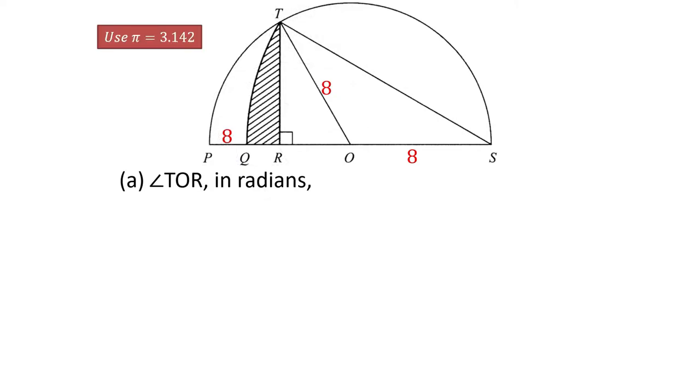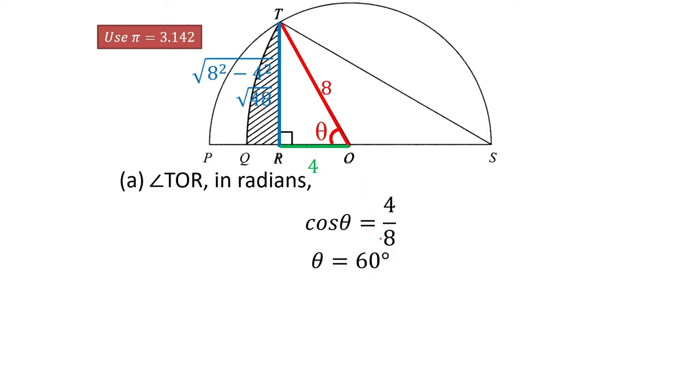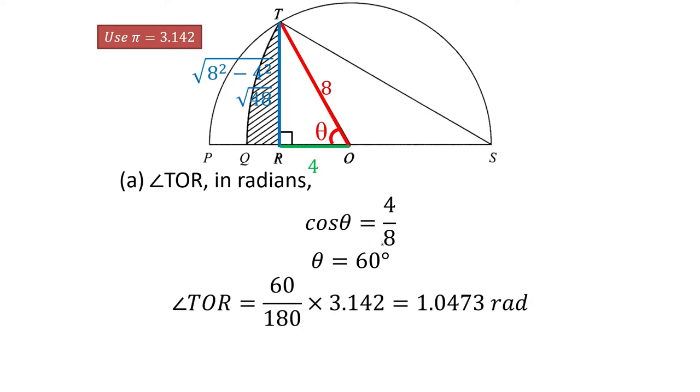When you want to find the TOR, this one is 4, and then this one is square root of 48, and we can apply cos or sine or tangent. Here I use cos. So cos theta is equal to 4 over 8. Theta is equal to 60. We convert to radian, we will get 1.0473. So for this question is 2 marks. 1 mark for the working, cos theta equals to 4 over 8 or sine or tangent. 1 mark for the answer.